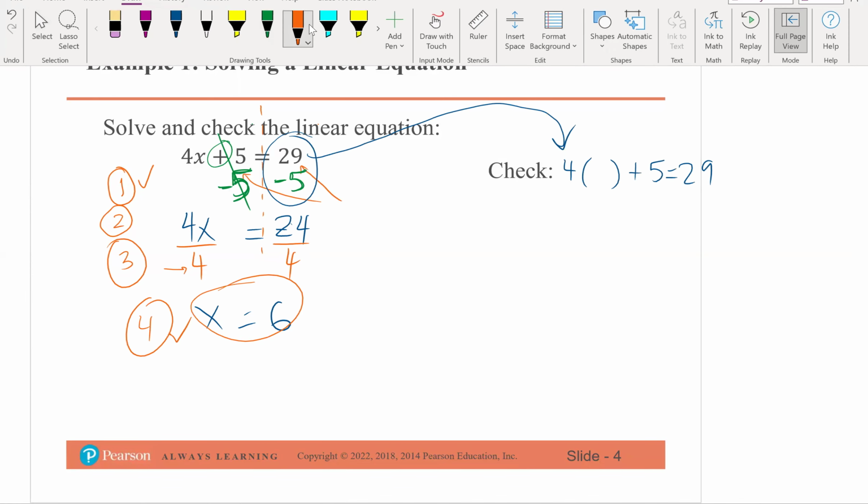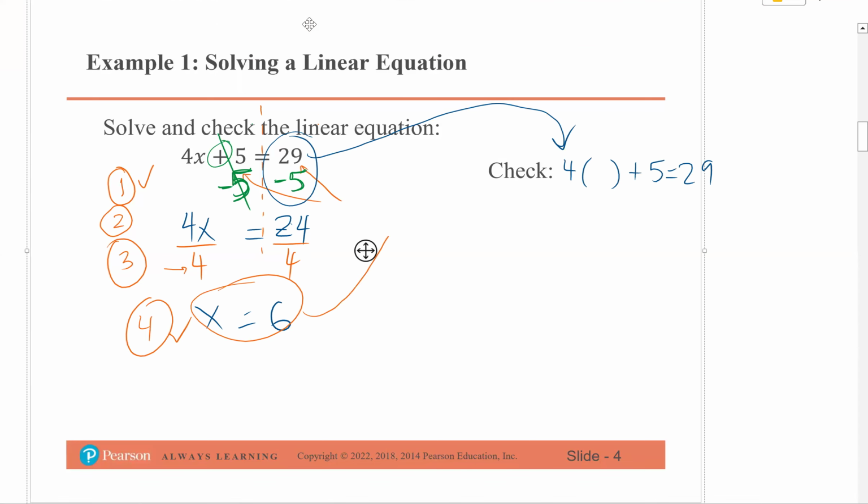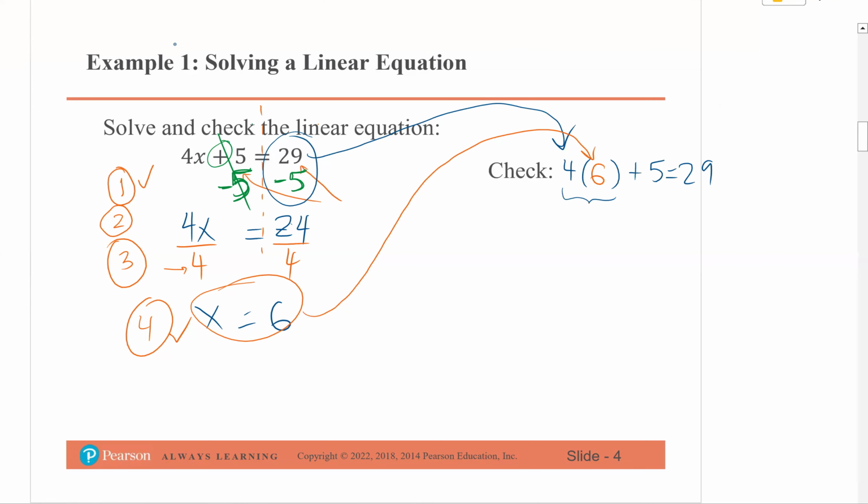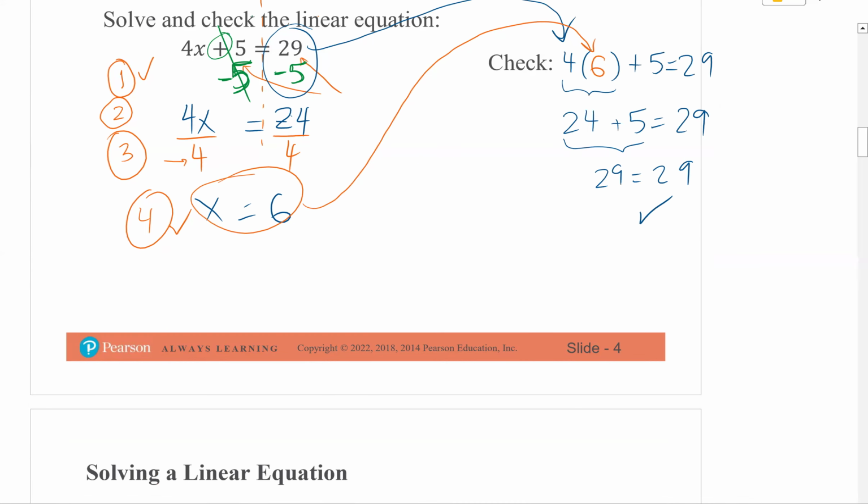Or for more complicated equations too. But if you feel comfortable and you don't feel worried that you're going to make a mistake, then it's probably fine. So, okay, let's see. I'm going to multiply these two together. 4 times 6 is 24 plus 5 is 29. That's true, right? Yes, that's a true statement. Check. So that means x equals 6 must be the solution.